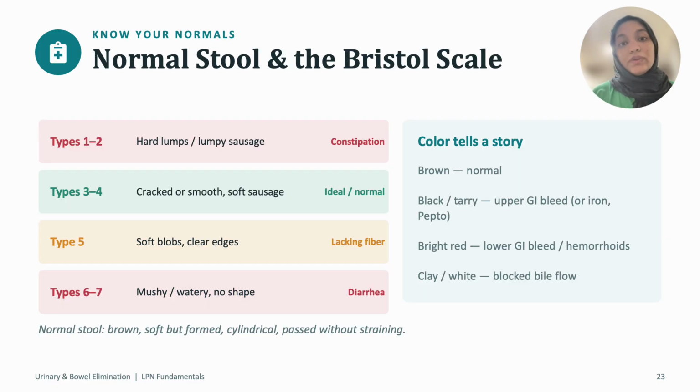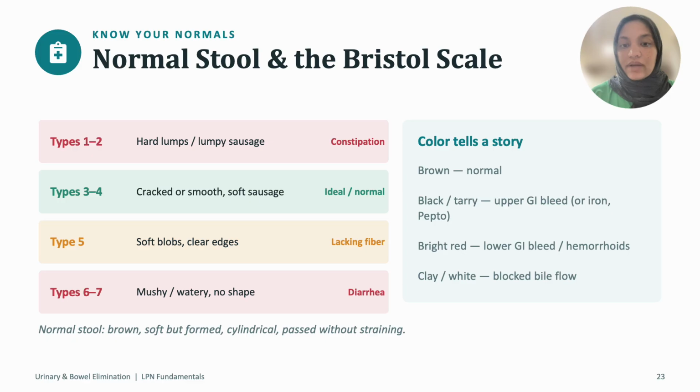All right, so normal stool is brown, soft but formed, and shaped like a sausage. Sorry about the TMI. And it passes without straining. So the Bristol stool scale gives us a shared language. Types 1 and 2 are hard lumps, that's constipation. Types 3 and 4 are the ideal, smooth and soft. Type 5 is soft blobs, usually means not enough fiber. And types 6 and 7 are mushy to watery, and it could be diarrhea.